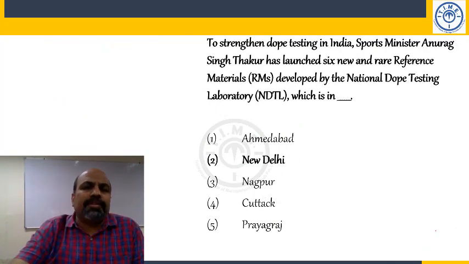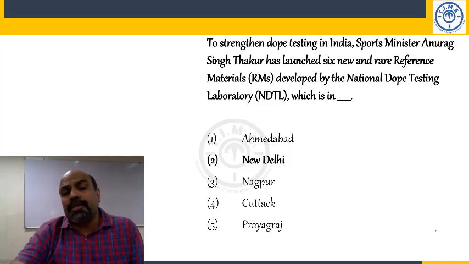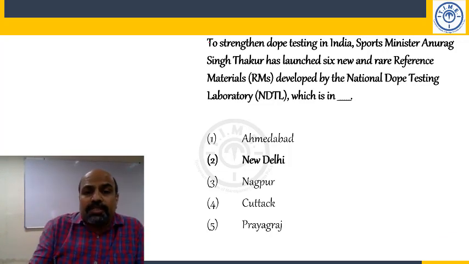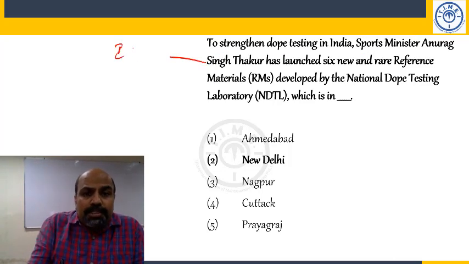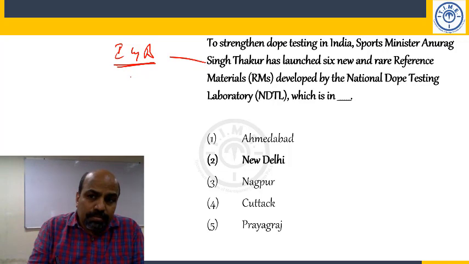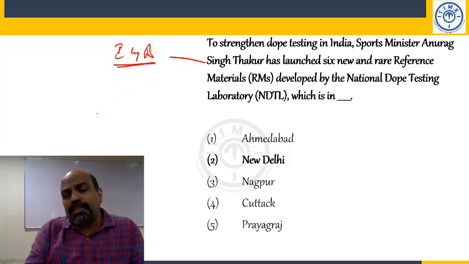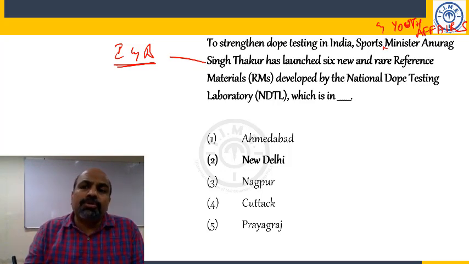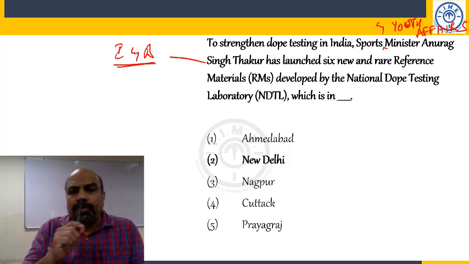To strengthen dope testing in India, Sports Minister Anurag Singh Thakur has launched 6 new and rare reference materials developed by the National Dope Testing Laboratory, which is in New Delhi. Okay. And before you go anywhere, I just want to tell you that he is also the Information and Broadcasting Minister. You should know that he is the Sports and Youth Affairs Minister. This is the full name of the ministry. Sports and Youth Affairs Minister Anurag Singh Thakur also happens to be the Minister of Information and Broadcasting.